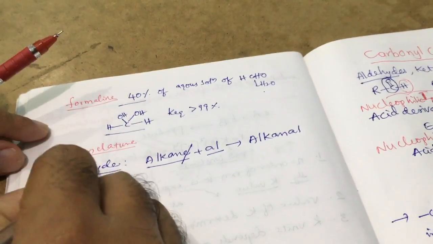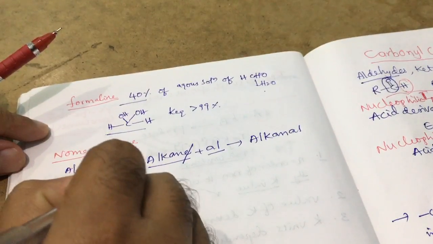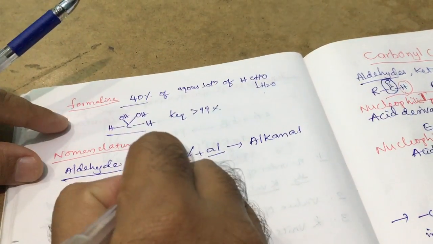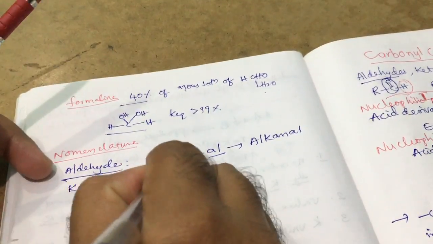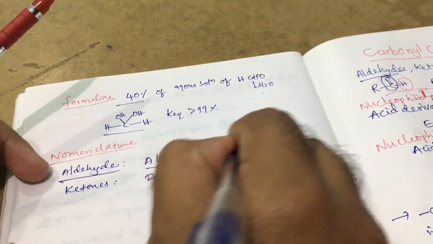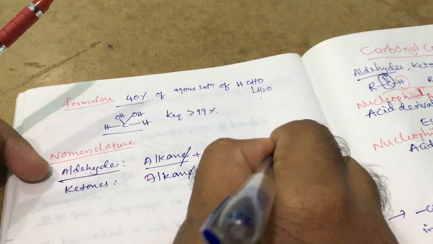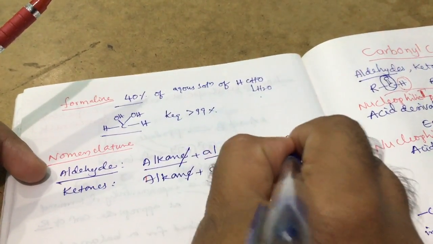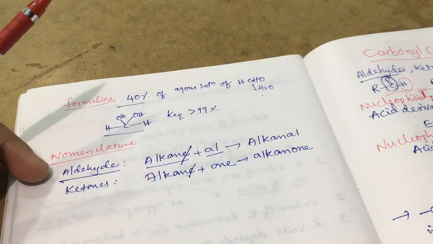Next, ketones. The ketone name is alkane plus one as the suffix name. Remove the e, then we will get the alkanone. E removed, then one. Alkanone is only one word.